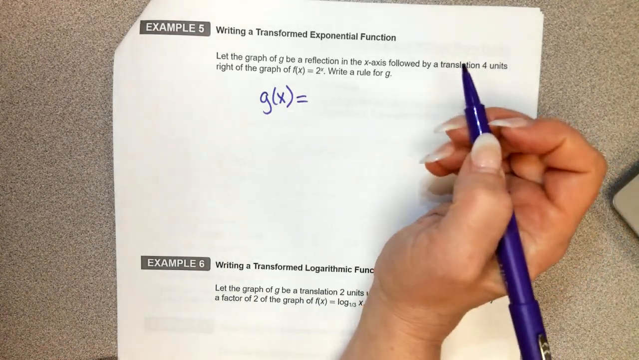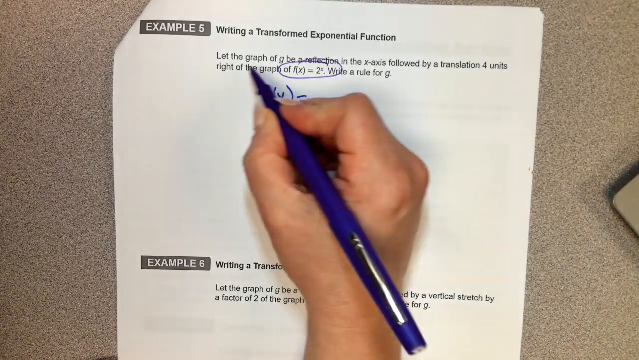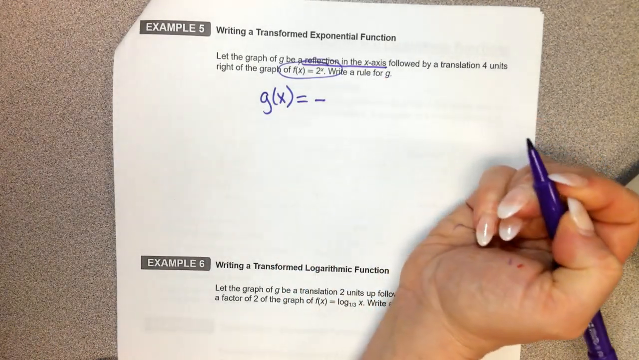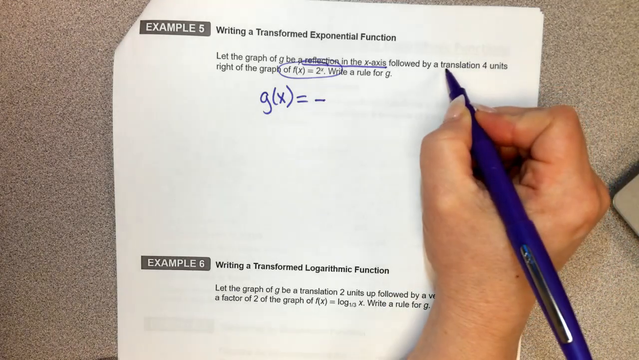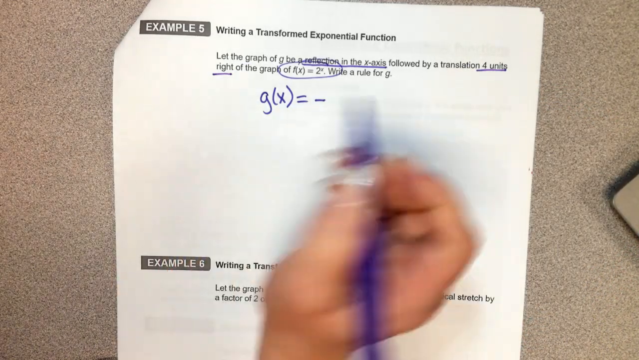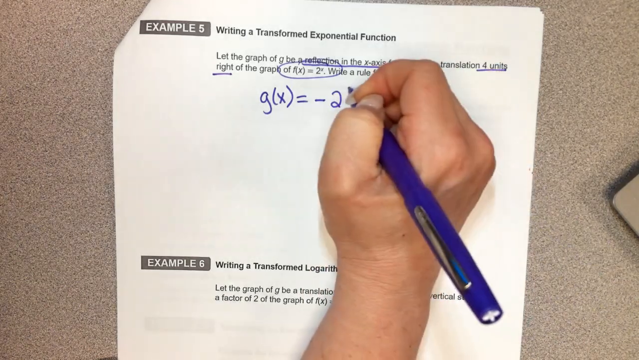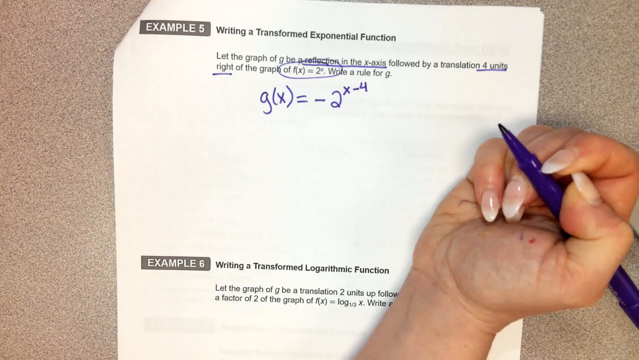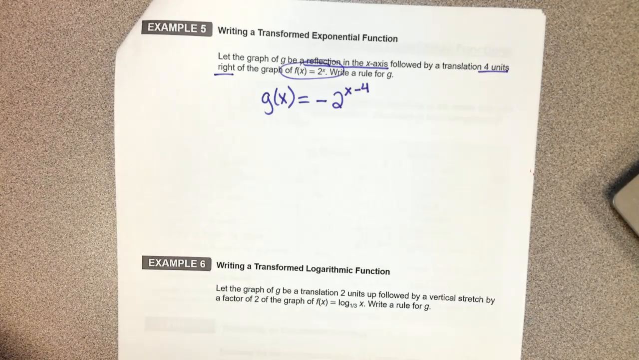All right, so my original is right here. I'd like there to be a reflection in the x-axis. To do that, I have to have a negative in the front. And I'd like to go 4 units right. That has to be in the exponent. So in the exponent, I'm going to have x minus 4. Ooh, that was the bell.